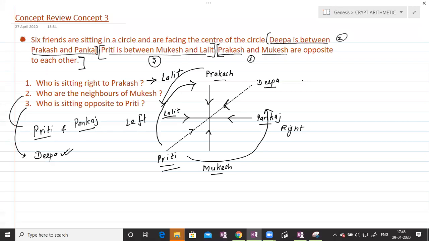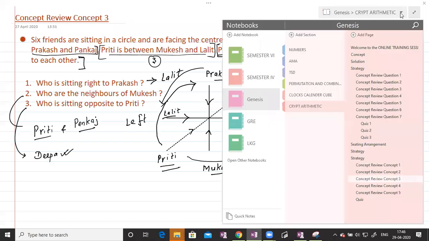Shreyas is saying the first one can be Deepa if you arrange Deepa and Pankaj on the other side. But remember, Shreyas, all the statements should be satisfied, not only that. Try satisfying all the 3 statements. Shreyas, try once again. You will get the answer. Not only one statement should satisfy. Yeah, we'll go for the next one now.